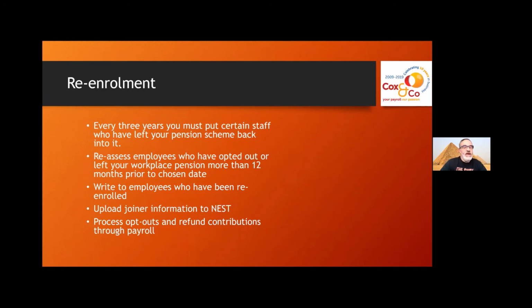And then we're going to reassess the employees who have opted out or left your workplace pension more than 12 months prior to the chosen date. So we've chosen a date, we've reassessed the workforce at that point in time, we've executed re-enrollment, and we will have excluded anyone who left, for example, 3 months ago. If they just left the scheme, clearly it would be annoying for all concerned if they're suddenly put back in it. They'd question, why on earth does that happen? So luckily, legislation allows for a period of time for that instruction to be valid, and 12 months being that period.